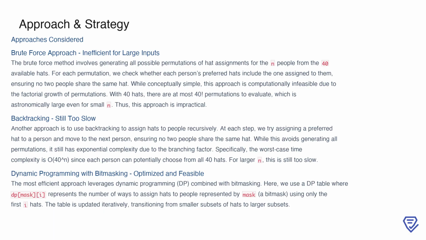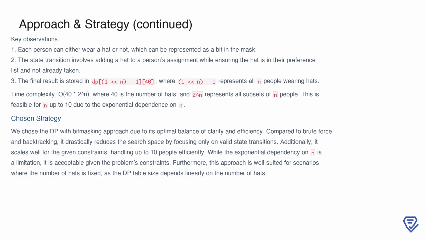Finally, we arrived at the dynamic programming approach combined with bit masking. This strategy uses a DP table to track valid assignments efficiently, drastically reducing the computational cost. By focusing only on valid state transitions, this approach avoids the inefficiencies of the previous methods while remaining feasible for the given constraints. The dynamic programming approach with bit masking relies on a few key observations.